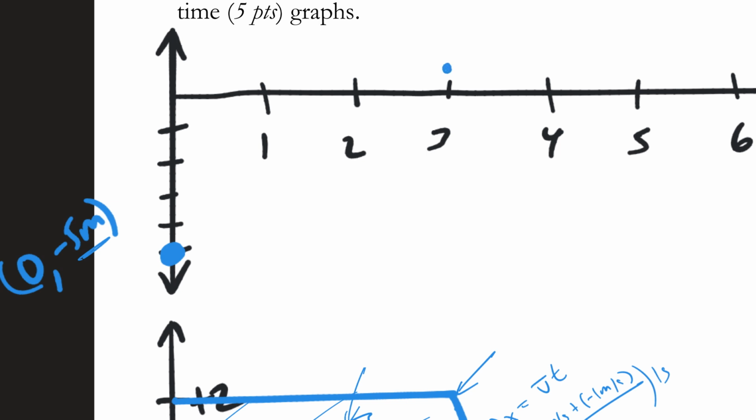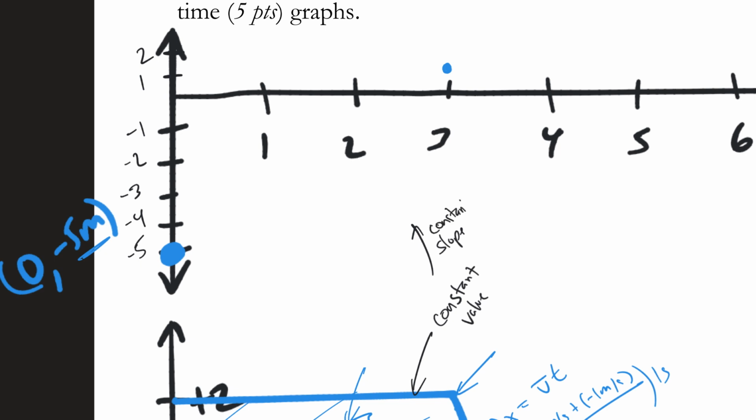This is where it gets a little tricky, right? Especially because I didn't leave myself a whole lot of space. So -1, -2, -3, -5, and this is 1, 2. Note that this is a constant value. So this one's going to have a constant slope, meaning it's going to be a straight line.